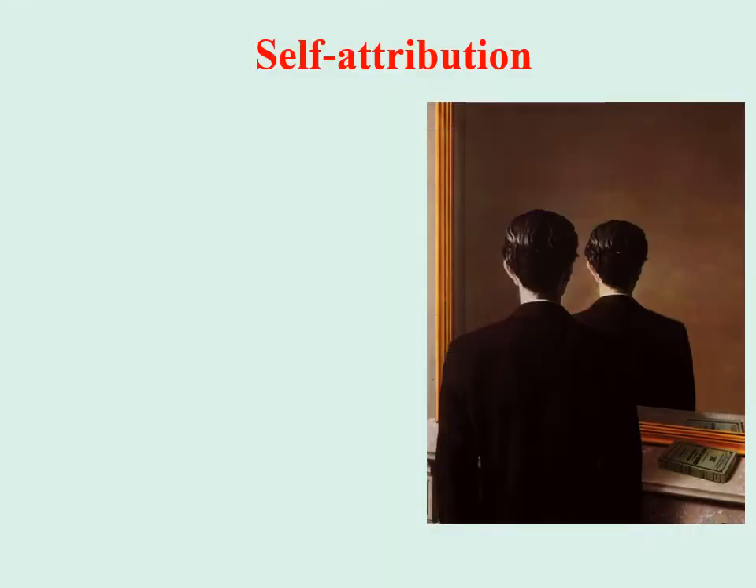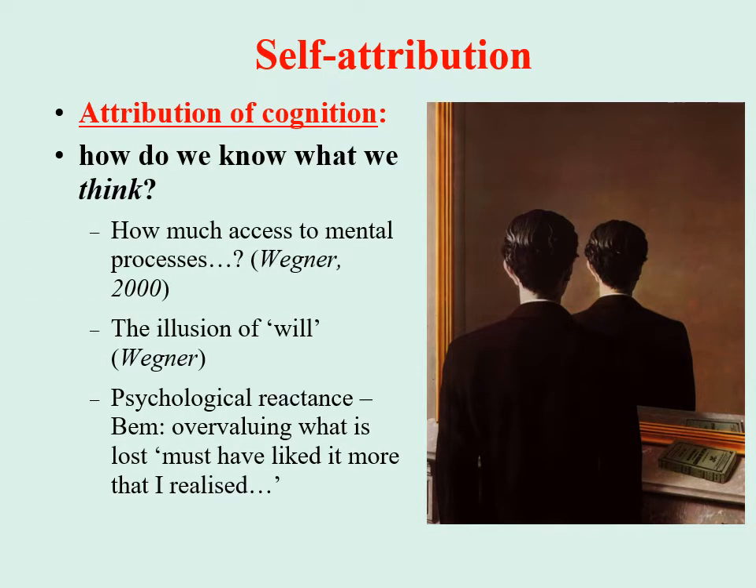The second topic that we are going to look at in self-attribution is the attribution of cognition. This is the question of how do we know what we think. We're going to look at research that evaluates how much access we have to our internal mental processes, how much we really know what we want to do, and also psychological reactance, the research that shows that people often don't know what they value until after it is lost or threatened.